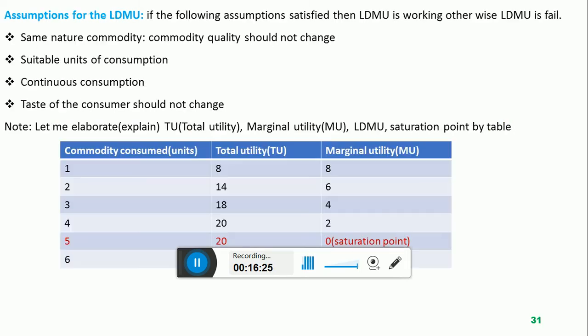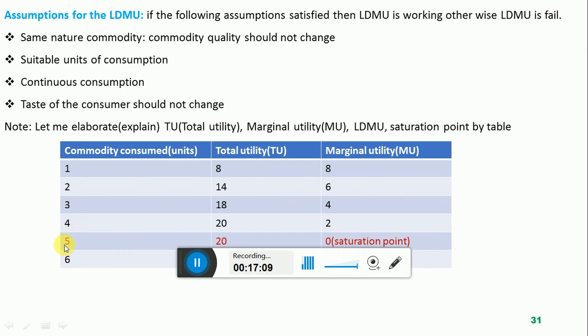Again, let me take you to the table. Look, when the consumer consumes the third apple, total utility increases from 14 to 18. How much increase? Just 4. This 4 is the additional marginal utility provided by the third apple. So the third apple's marginal utility is 4, and the total utility when he eats 3 apples is 18. Now when the consumer eats the fourth apple, total utility increases from 18 to 20. It means the fourth apple provides him marginal additional 2 utils.